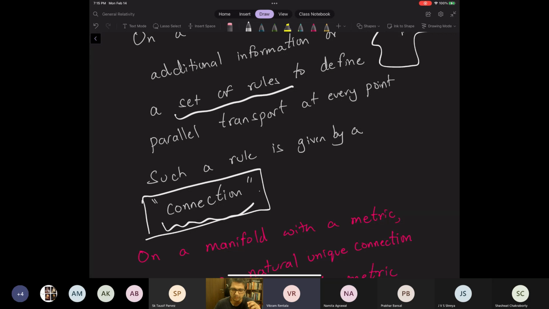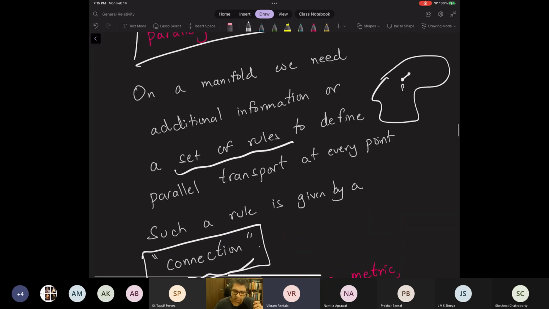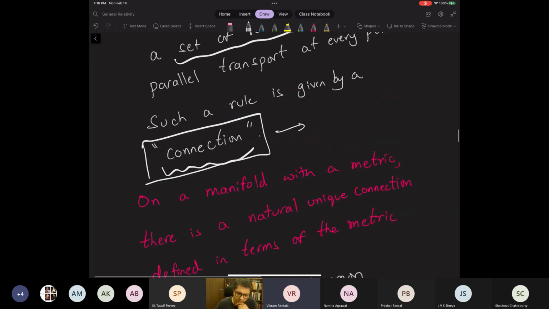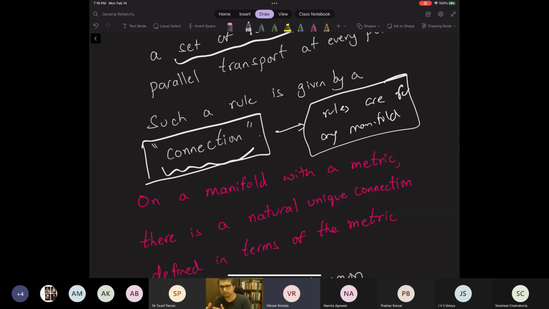What is a connection? Essentially you think of it as a rule, and this rule at every point P tells you how to transport a vector to some adjacent nearby point Q. So we'll derive these rules, and these rules are for any manifold. But you have to prescribe the rules. The rules don't come with the manifold. Just like when you go from a manifold to a metric space, you're prescribing a specific tensor, when you add a connection, when you prescribe such a rule for parallel transport, this is an extra feature that you're adding to a manifold.